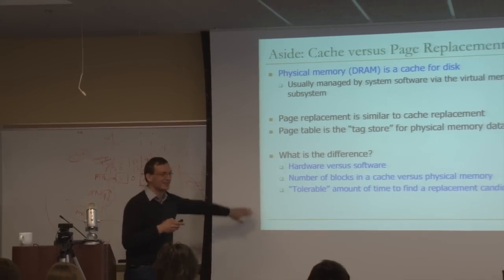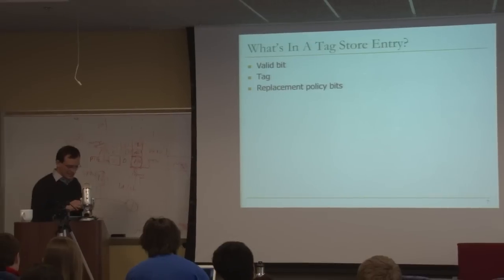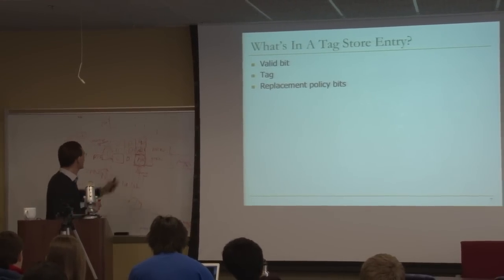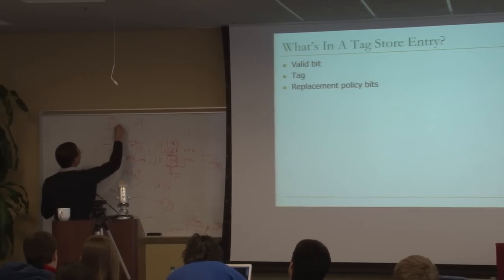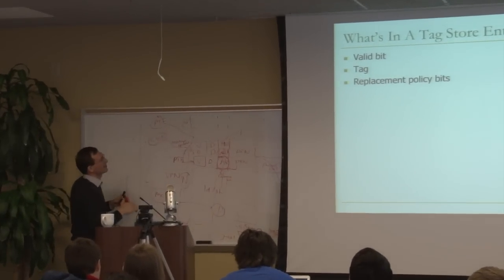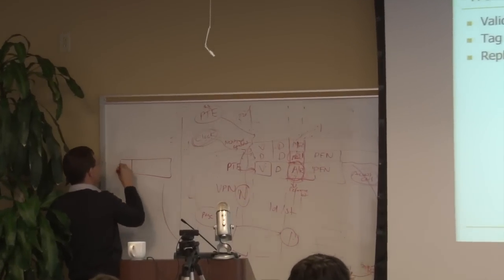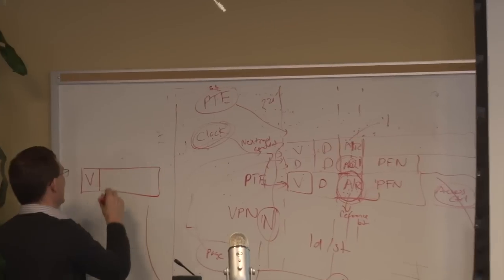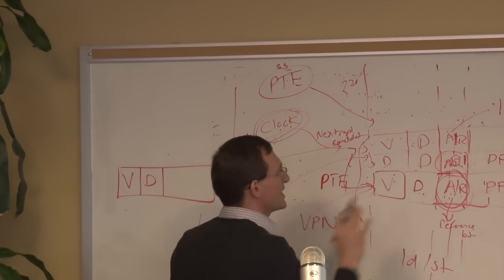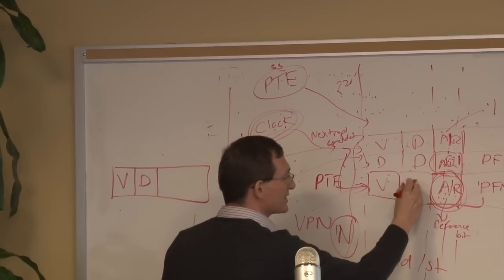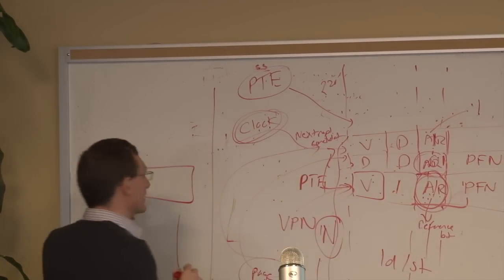Well, okay. What's in a tag store entry? We've discussed this briefly, but it's very similar to, so this is the page, actually. This is the page table entry, which was part of your question, what's in a TLB entry, right? What's in a tag store entry? In a cache, let's go back to hardware caches, you need a valid bit. You need a dirty bit, similarly to page replacement, because whenever you write to the page, you set the dirty bit, such that when it's being replaced, it gets written to disk. Right. Similar in a cache.